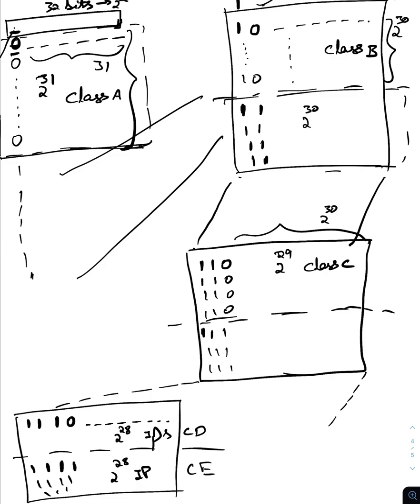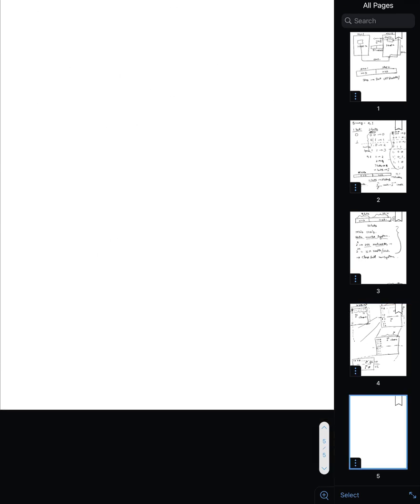And they again selected 110 and 111, and the remaining number of IP addresses is 2 power 29, and they called it class C. And they selected 1110 and 1111, and the remaining number of IP addresses is 2 power 28. So if it's 1110, it's 2 power 28 and it's class D, and if it's 1111, it's 2 power 28 IP addresses and they call it class E. So let me explain each class and how many networks and how many hosts can be formed in each class.